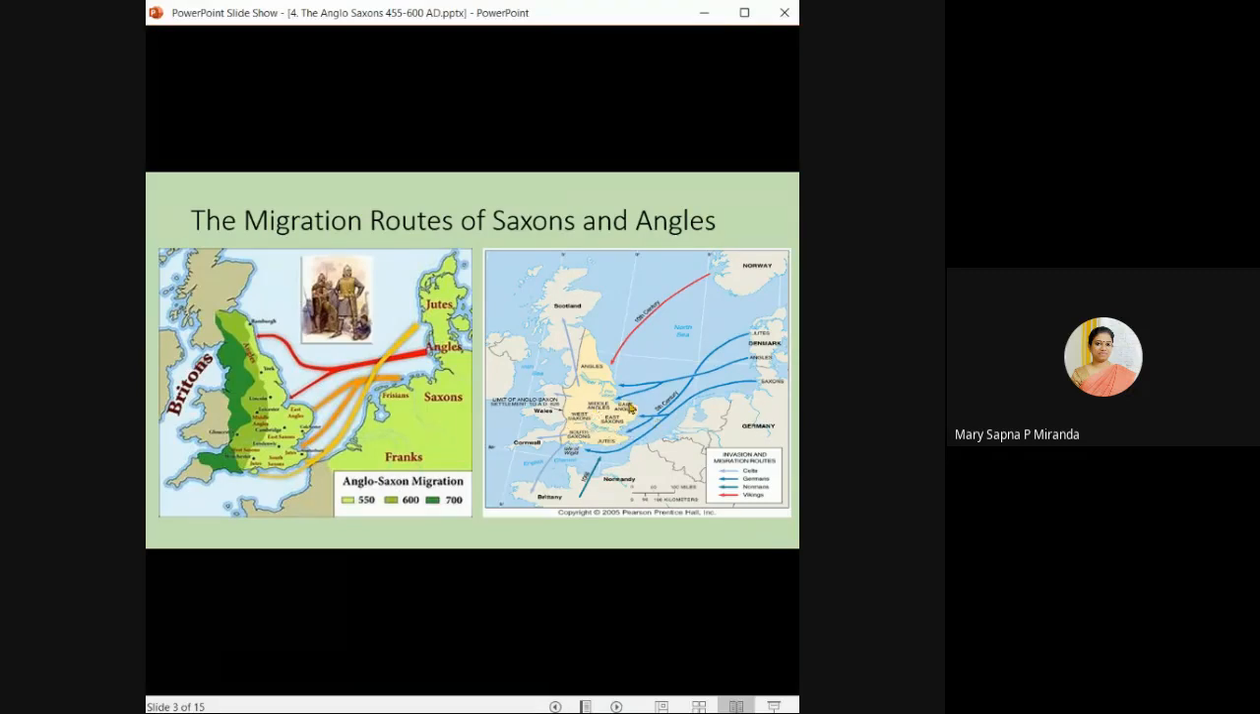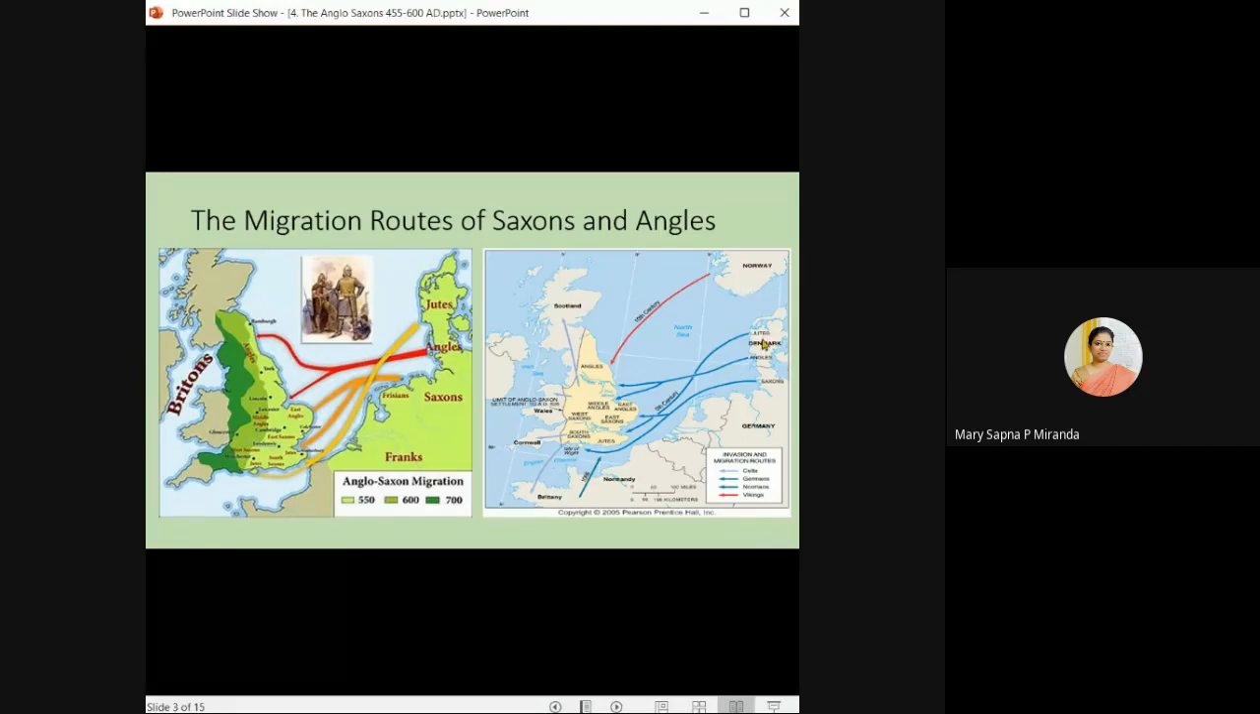So more or less half of Britain, that is almost the whole of the south of Britain, was occupied by the Saxons. Whereas the Angles, again from Denmark, but a southern region of Denmark, moved on from there to the northern region of Great Britain. So these are the kingdoms of the Angles. We'll be looking into the place names, and even the map would be shown to you. So this is for your understanding, the migration route.